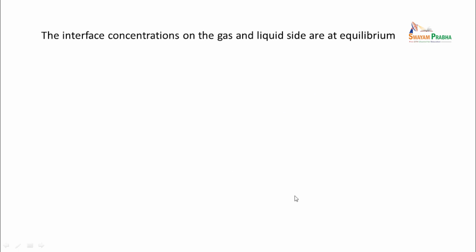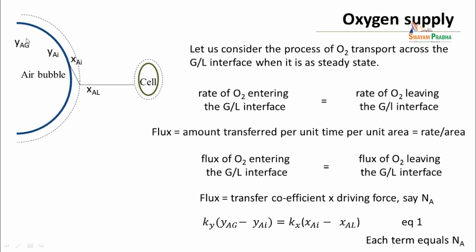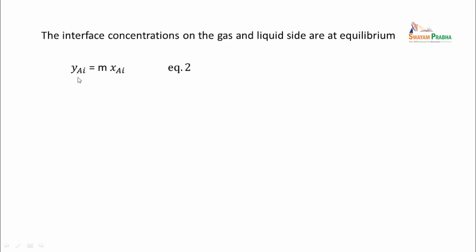The interface concentrations on the gas and liquid side are at equilibrium. That's what we said earlier too. The YAI and XAI are equilibrium concentrations, and therefore YAI can be written as some constant times XAI. From a larger perspective, if you recall the equilibrium curves, it is typically YAI versus the mole fraction in one phase versus the mole fraction in the other phase. It is usually a curve. So in certain regions, the curve can be approximated to a straight line. That's essentially what this means.